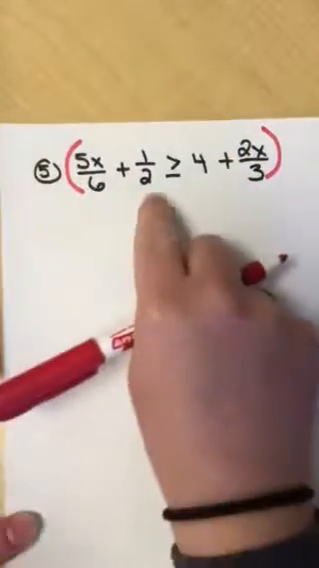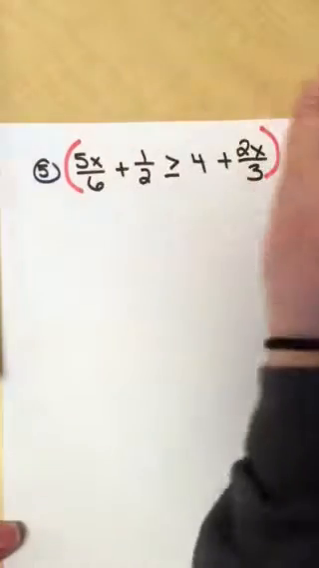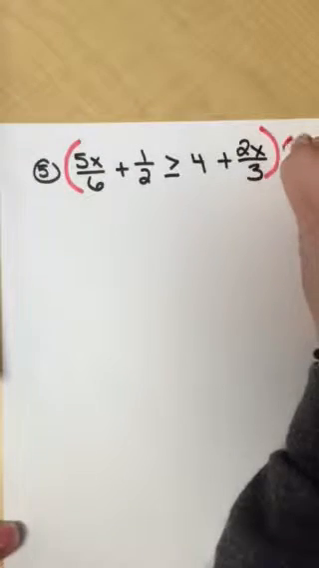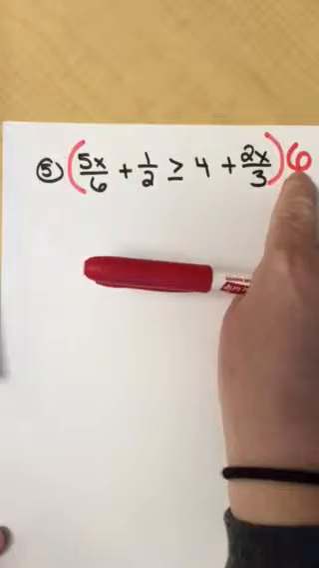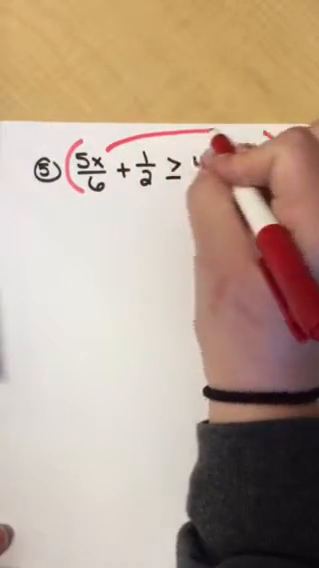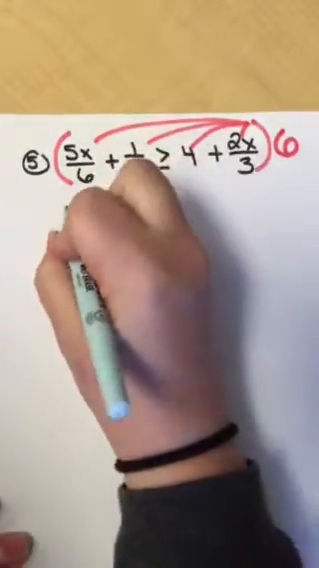So I need a number that 2 and 3 and 6 all go into. Well, 2 and 3 and 6 all go into 6. So I'm going to multiply everything by 6. Everything. So that means this 6 right here is going to go into every single thing right here. I'm not going to simplify, I'm just going to write it out. So 6 goes to every fraction.